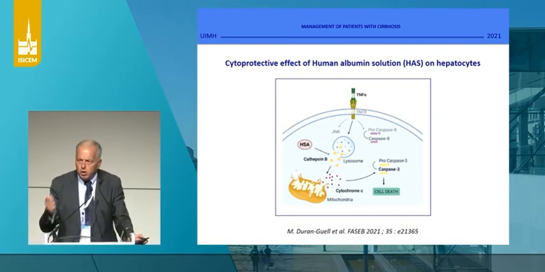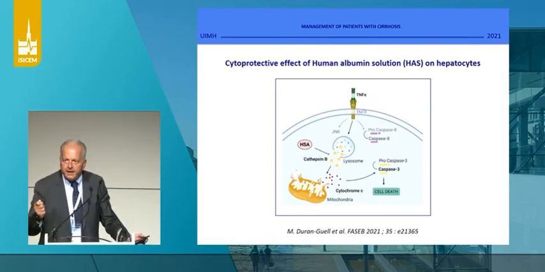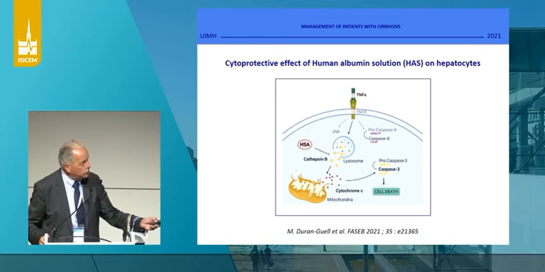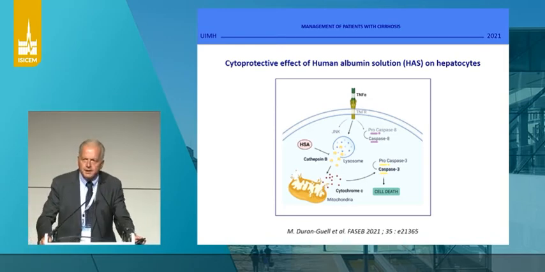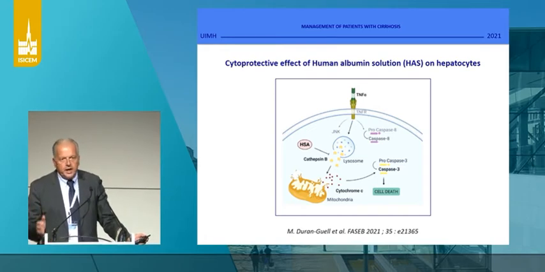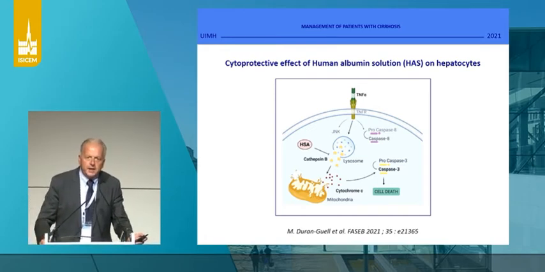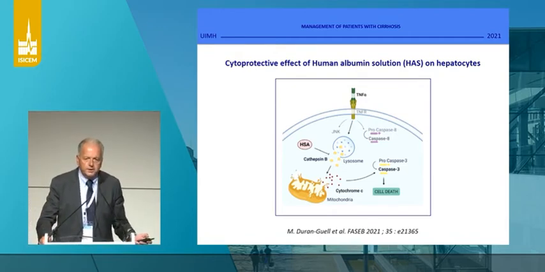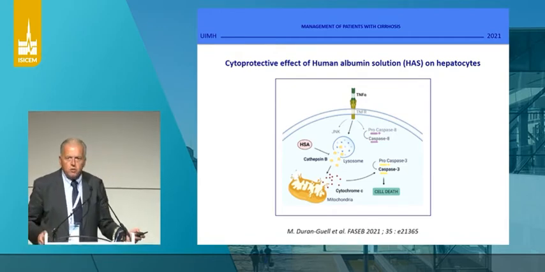And so albumin is capable to prevent the release from the mitochondria of cytochrome C, and so to prevent the activation of the caspase cascade. You can say, oh, this guy is here speaking about cell. So let me move to an experimental model of decompensation, rat with ascites.